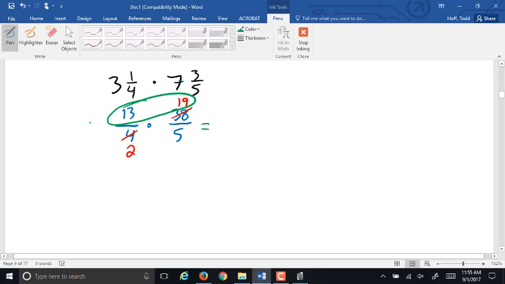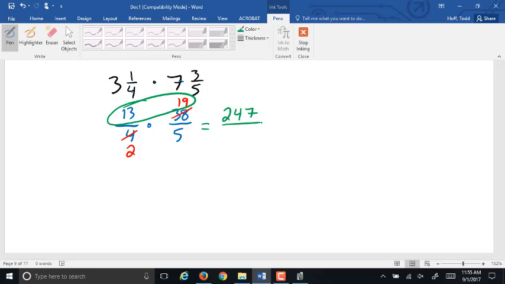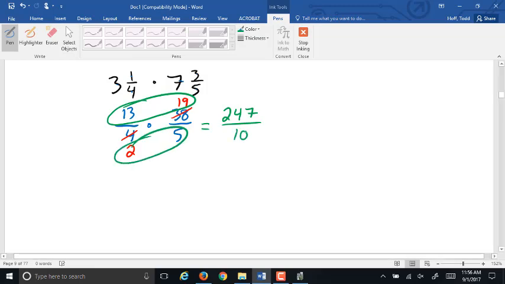13 times 19 is, what is that, 247? All right. It is okay to double check with the calculator. I've been wrong before. 2 times 5, I'm pretty sure it's 10.